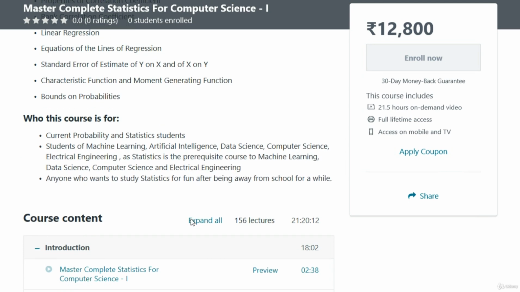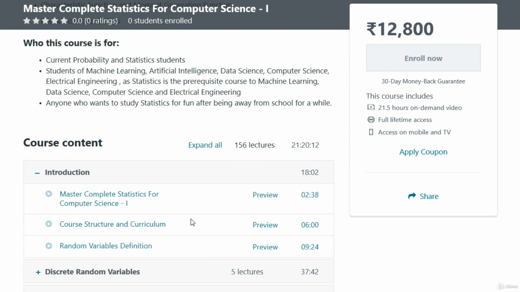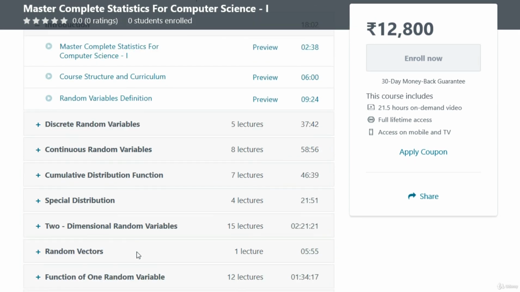Now the course content is given over here, as you can see. In the introduction part, there is an introductory lecture about this course, that is Master Complete Statistics for Computer Science Part 1. Then there's a course structure and curriculum which you are going through just now, and then the random variable definition is started, from which the actual part of this course is starting. And there are around more than 21 or 22 sections given.